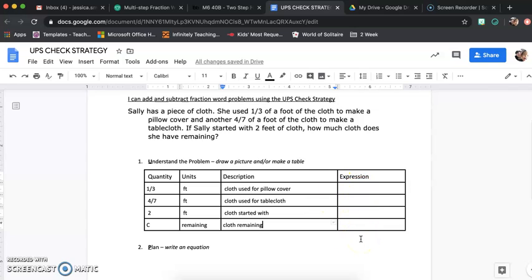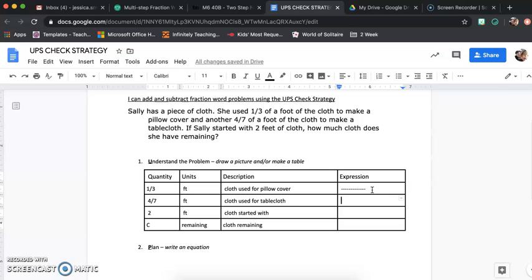And you don't have to. Remember, I said what we can do to help us out, especially with our expression for this, and to get us ready for middle school, is to actually not write an expression, but to write an equation and use a variable. So what we're going to do today is we're just going to write the expression. So 1/3 foot used for cloth for pillow cover. Do I need to do anything with just the 1/3? Nope. So I'm just going to do this. I'm just using the little minus sign to show that I don't have an expression for that one.